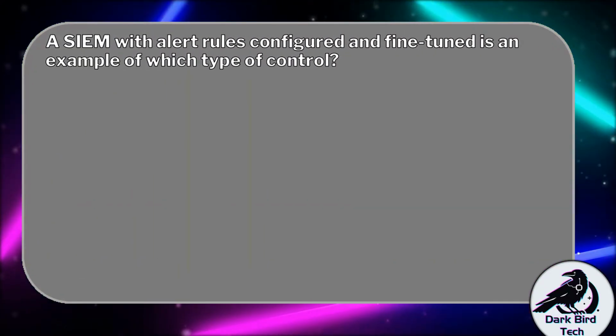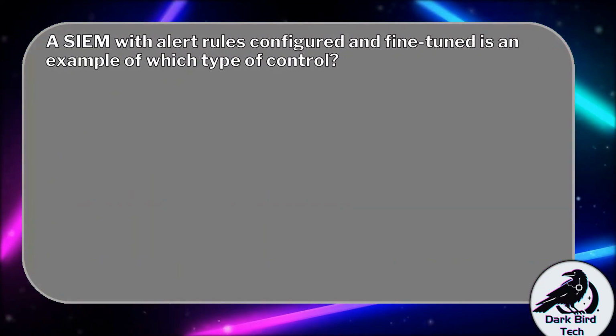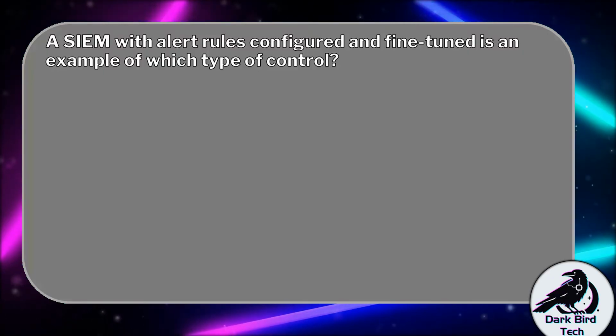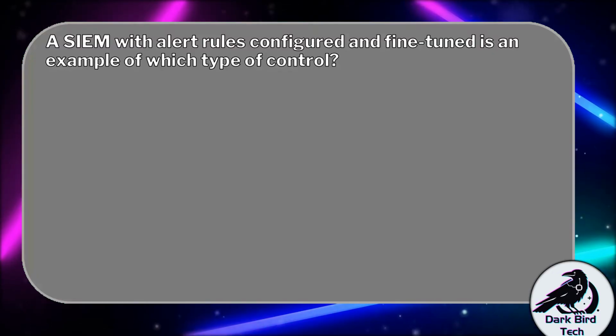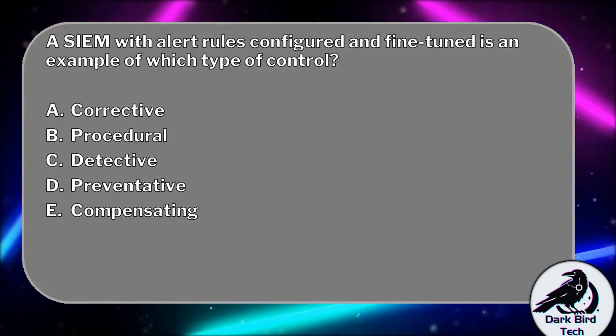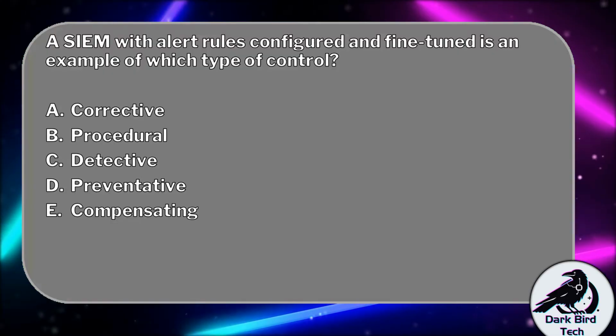Next up, a SIEM with alert rules configured and fine-tuned is an example of which type of control? I'll give you a chance to think about it. So the options are corrective, procedural, detective, preventative, and compensating. Chance for you to think.